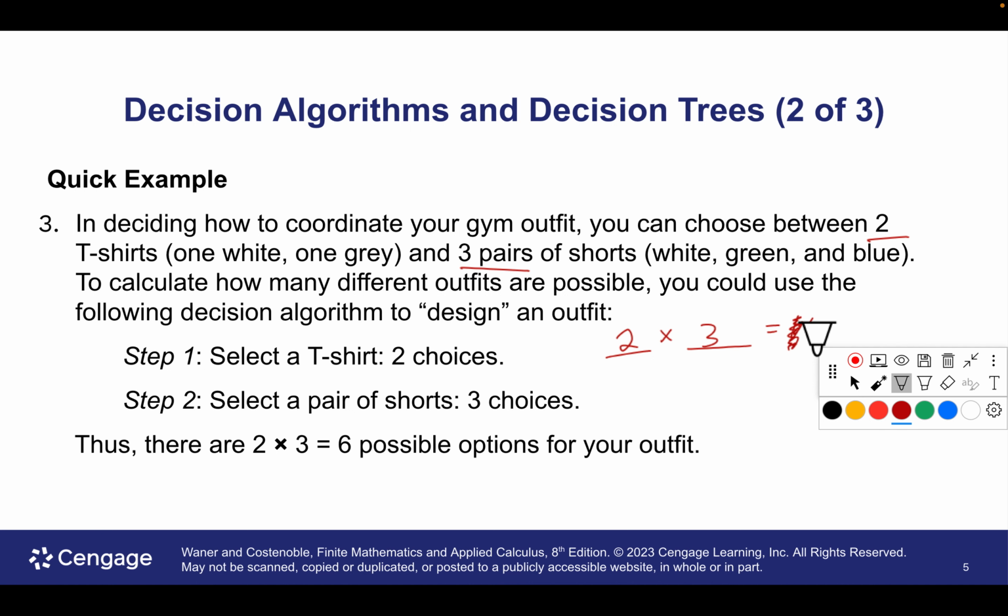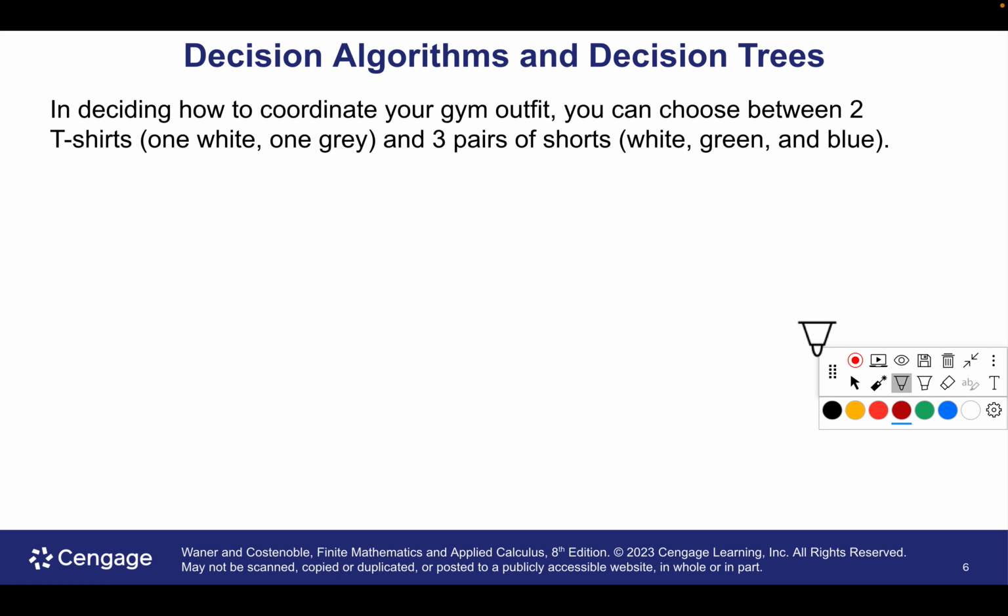Does that make sense? Again, it comes down to we're multiplying because we actually have 2 different decisions to make, right? The shirt is one decision. The shorts are another decision. And as we make one. Now this is where I think it's next.